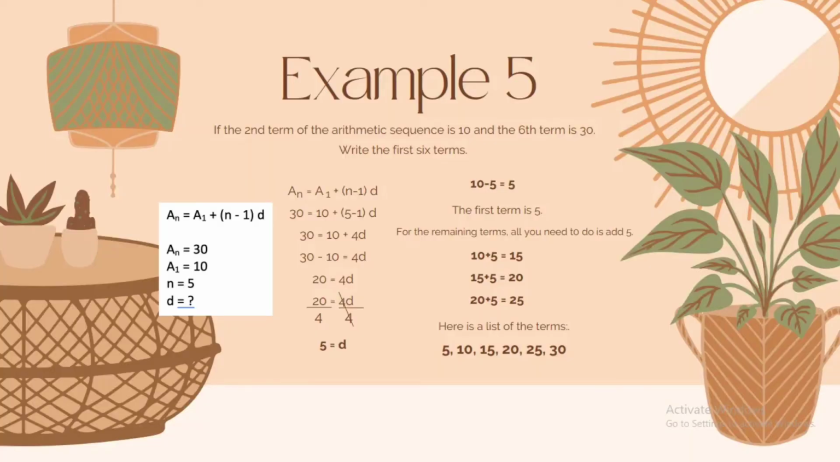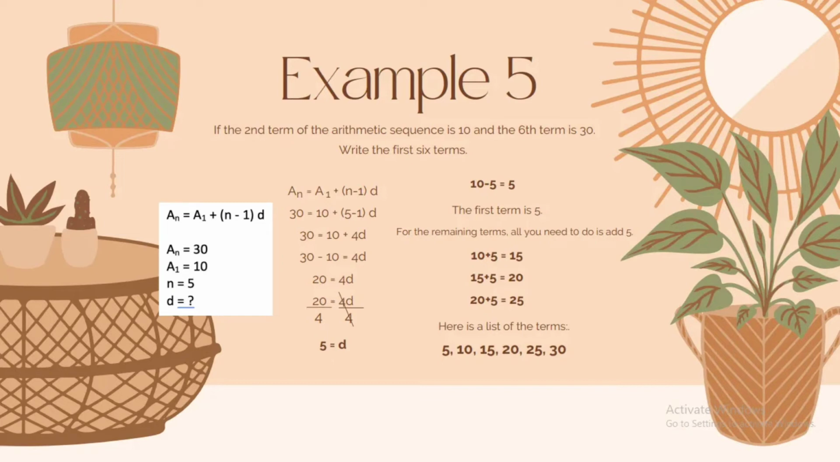Example number 5. If the second term of the arithmetic sequence is 10 and the sixth term is 30, write the first 6 terms. So we're going to use the arithmetic formula, which is a sub n is equal to a sub 1 plus the quantity of n minus 1 times d. So we're going to identify the values first. a sub n is equal to 30, a sub 1 is equal to 10, n is equal to 5, and d is the missing one.